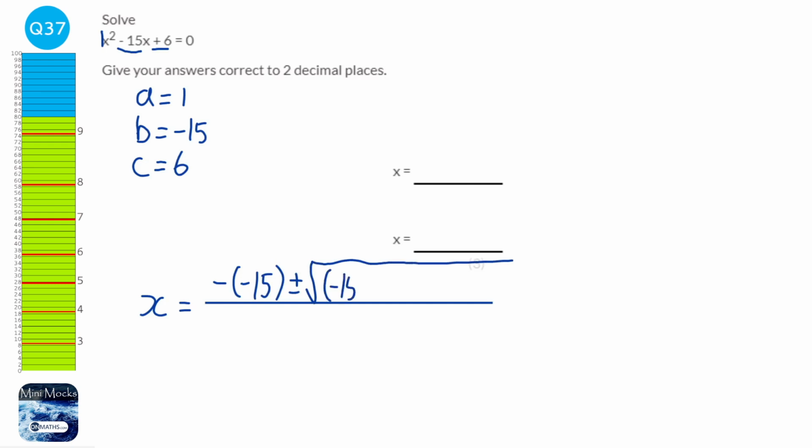So I always put a, b and c into brackets, because here if you don't have the brackets it will square the 15, then put a negative before it. It won't be correct. And I just put brackets for each of the numbers. So 4 times 1 times 6, because if you put brackets around all of them you'll never ever have that problem. And then 2 times 1.